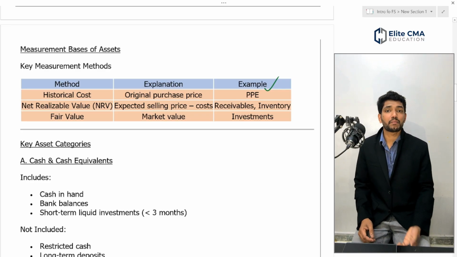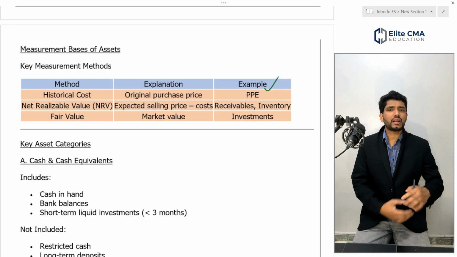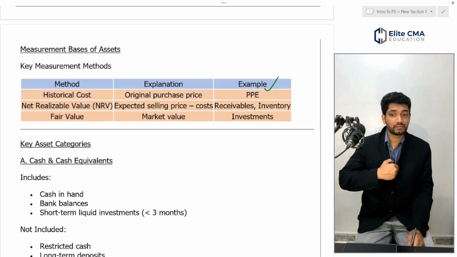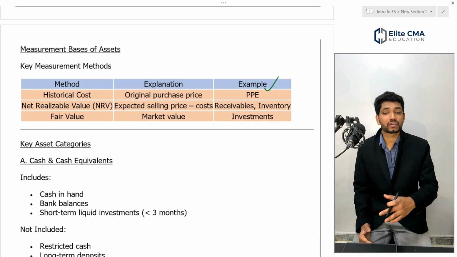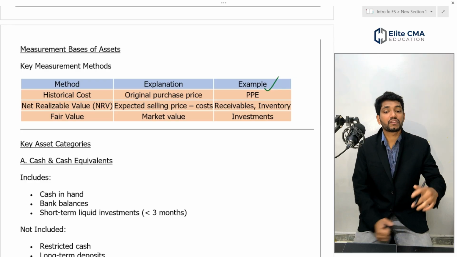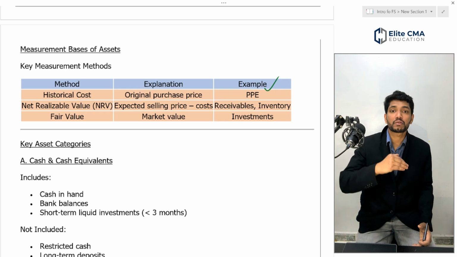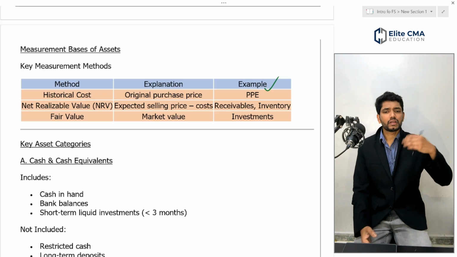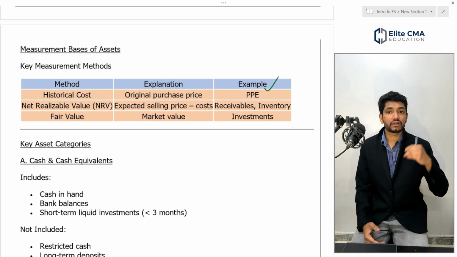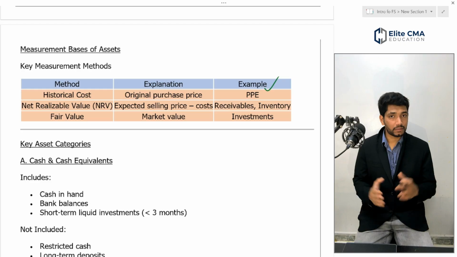When a company has an investment in the market, it can be based on the fair market value. So there are different methods to measure the value of an asset, based on the different assets. For property, plant and equipment, it is the historical base: how much we spent on that asset. For receivables and inventory, it is the cost or net realizable value, whichever is lower. And for investments, it is the fair market value.